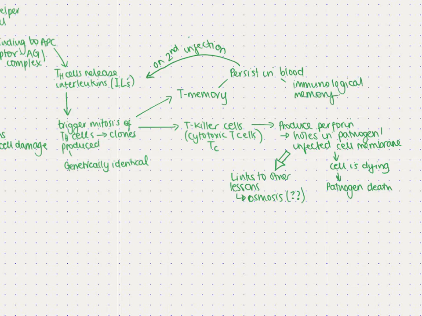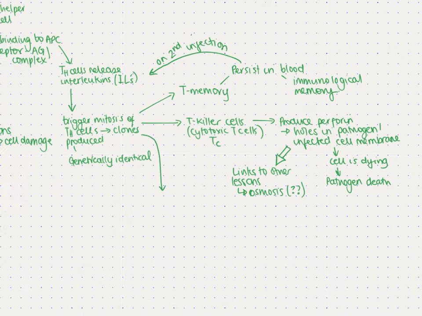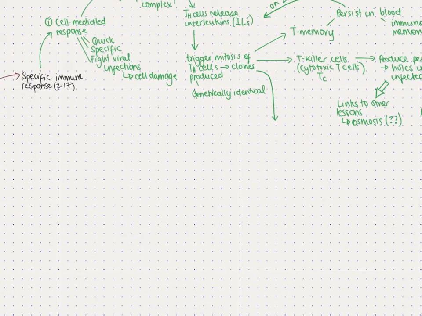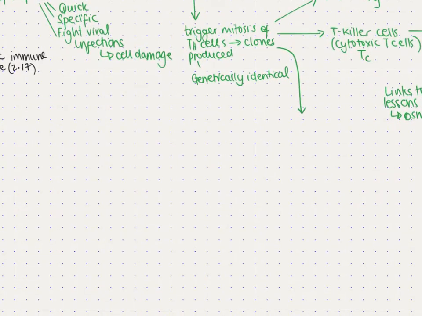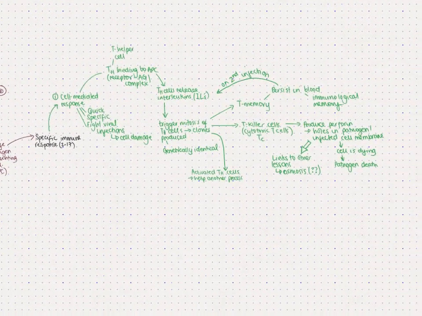And finally, we've got a third type of the T cells that we don't really talk about too much, but they're really important when we start looking at the second branch of the specific immune response, and that is the activated T helper cells. So these are T helpers that help another process, but don't necessarily produce those interleukins that are going to cause more T cells to be produced. Now this, for the moment, is all we need for the cell-mediated response.